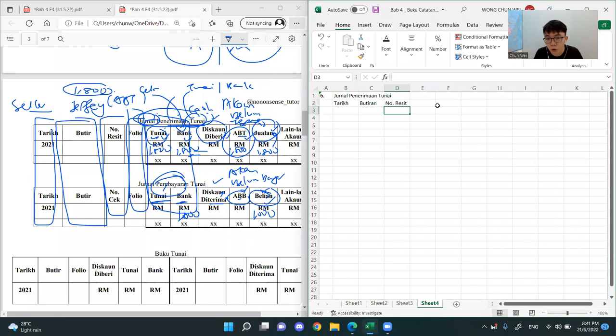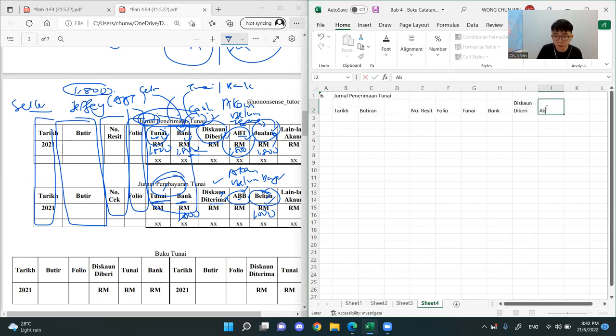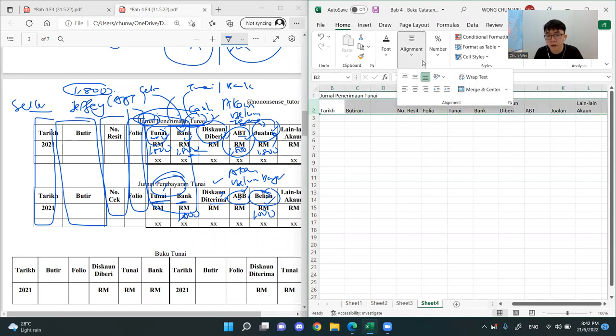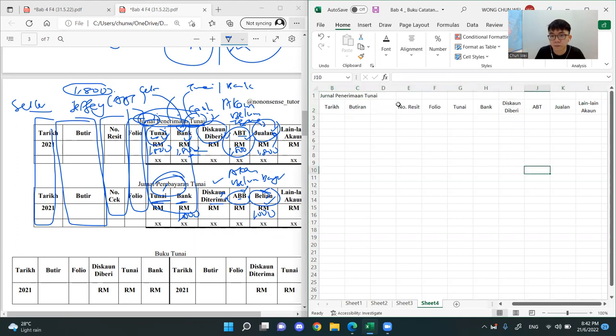Okay, then the folio. After that, you must have tunai, you must have bank, you must have discount diberi. After discount diberi will be account belum terima. I'll just put the ABT. After account belum terima, then there will be jualan. After that will be lain. Lain account. So these are the things that you must have in the journal penerimaan tunai. Draw the line.